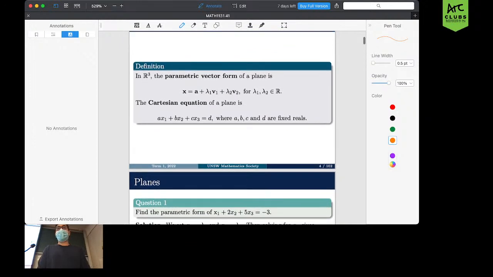We also have the Cartesian equation of the plane: ax1 plus bx2 plus cx3 equals d, where a, b, c, and d are some fixed reals. Note how there are no vectors in this equation, whereby we only have the components of the vector x. The only geometrical significance of this equation is that the vector (a, b, c) is perpendicular to this plane. We'll explain why in a question that's going to come up later.